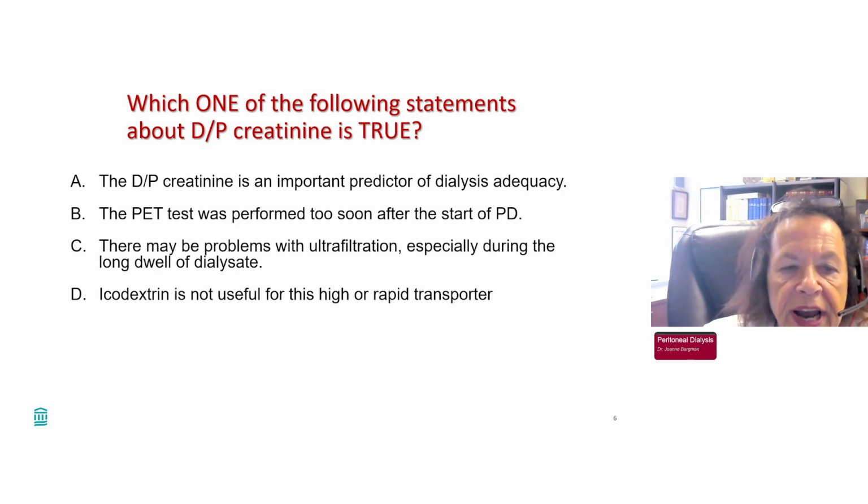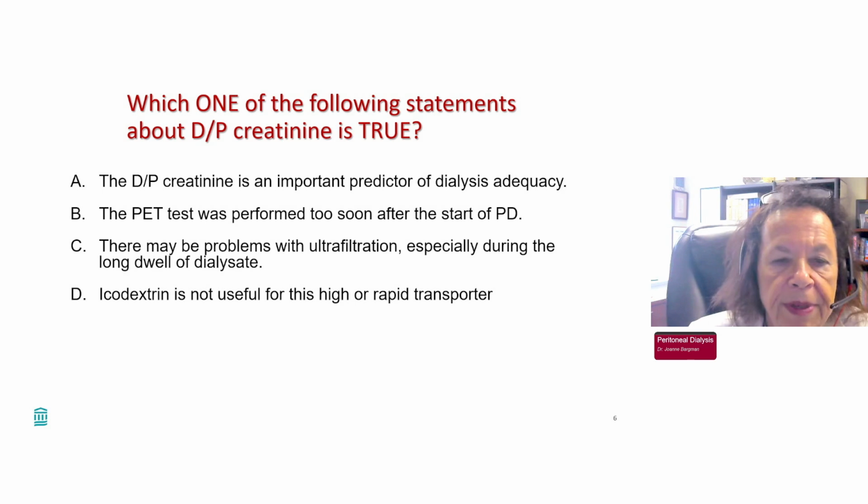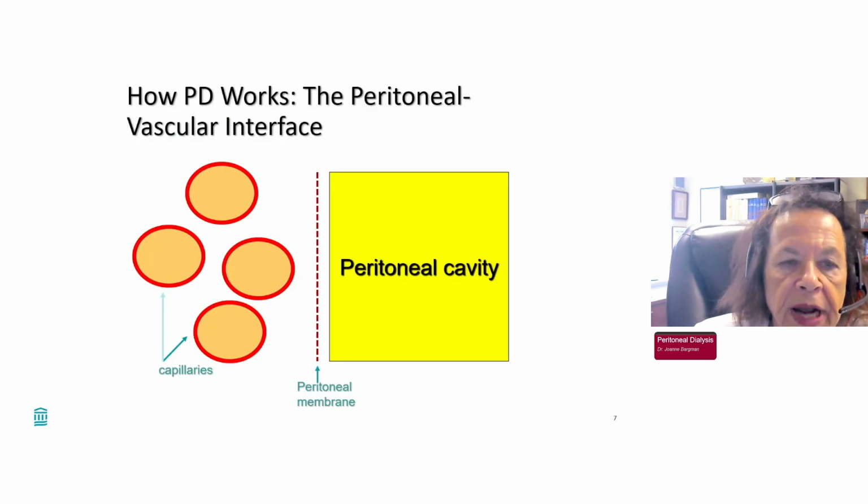The D over P creatinine is an important predictor of adequacy. The PET at 2 months was performed too soon after the insertion of the PD catheter. There may be problems with ultrafiltration, especially during the long dwell of the dialysis fluid, and icodextrin is not particularly useful for the high or rapid transporter. So just think, if you had this question on your exam, what you thought would be the best answer. In the meantime, we'll talk about how peritoneal dialysis actually works.